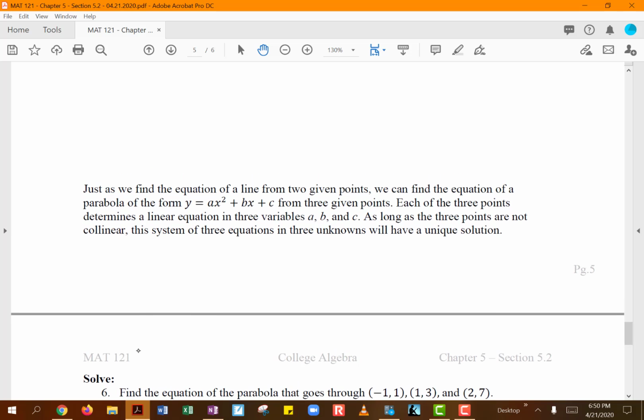So they are saying, just as we find the equation of a line from two given points, remember you have to find the slope, and then you can find the equation of the line by using the point-slope form. They are saying we can also find the equation of a parabola, which would be in the form y equals ax squared plus bx plus c, if we are given three different points.